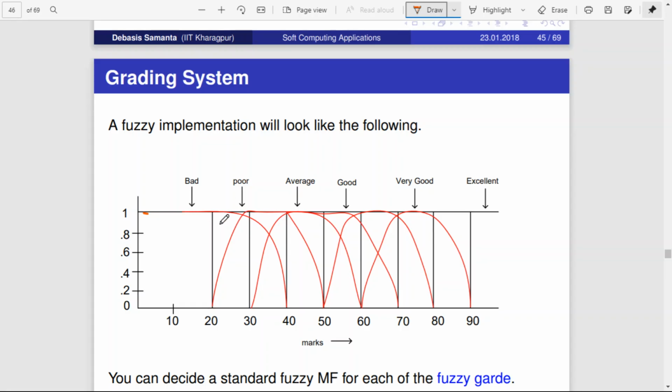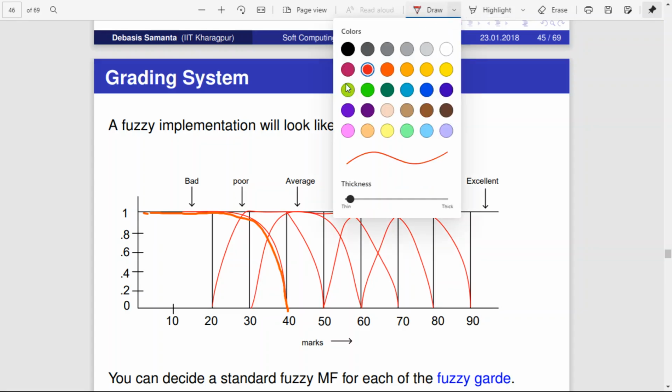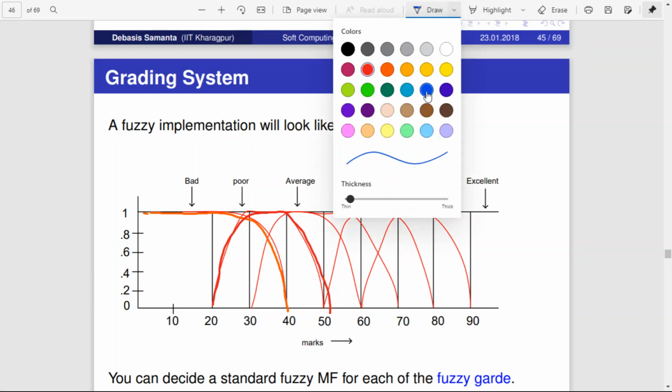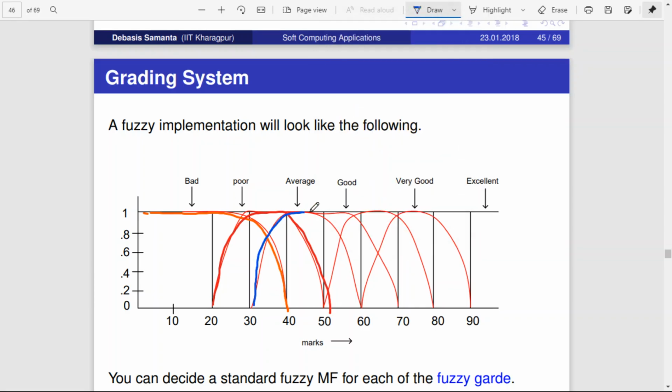So these are different membership functions, so let me use a different color. For example, this is one membership function. Okay, so one membership function is given like this, right? Similarly, there is another membership function. This is another membership function which is represented like this. Maybe like that there are many membership functions, here it is defined, just for our understanding. And this is another membership function which is behaving like this. Like that there are different membership functions.